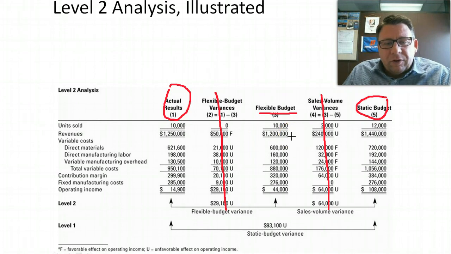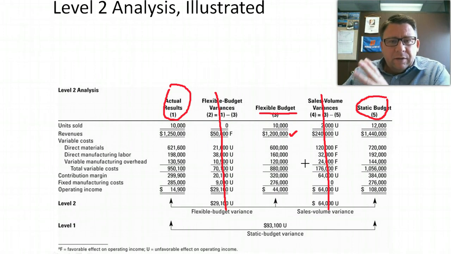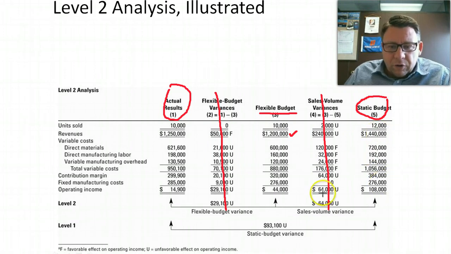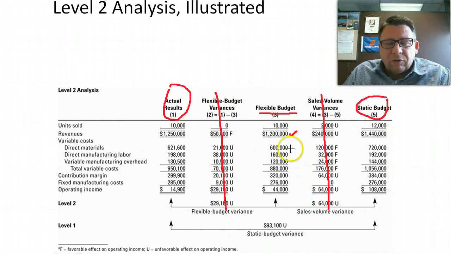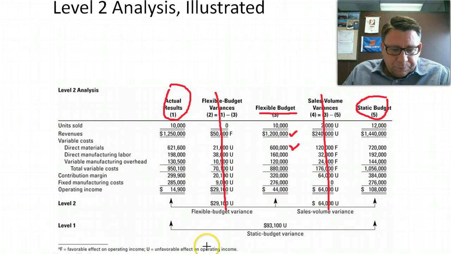So remember, our revenues were $120 per jacket, right? So 10,000 jackets at $120 gives us 1.2 million. So we are building a budget based on our actual volume, but our budgeted per unit cost. Remember, our direct materials was $60 per jacket. So based on 10,000 jackets, that should give us a budget of $60,000.